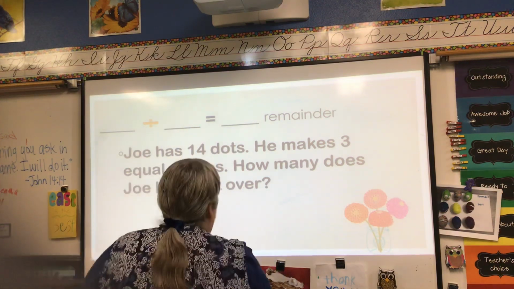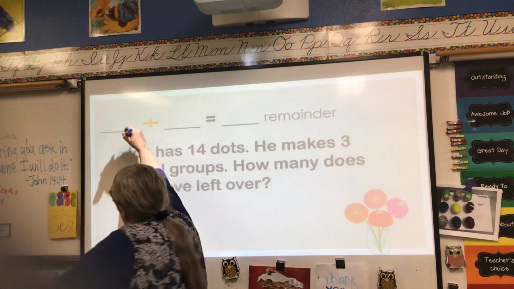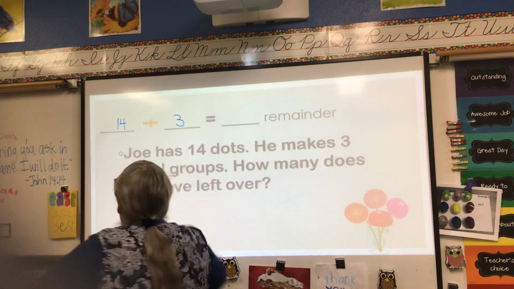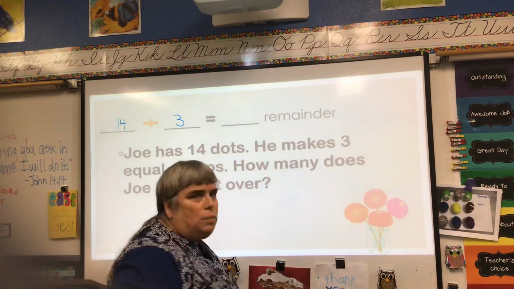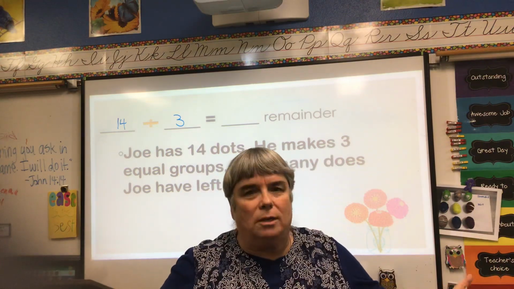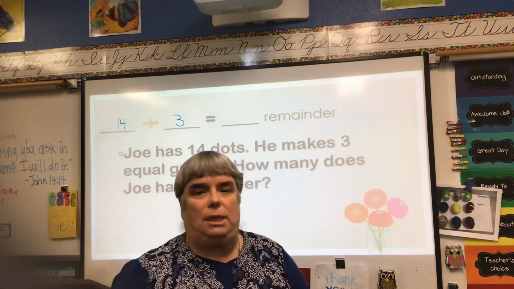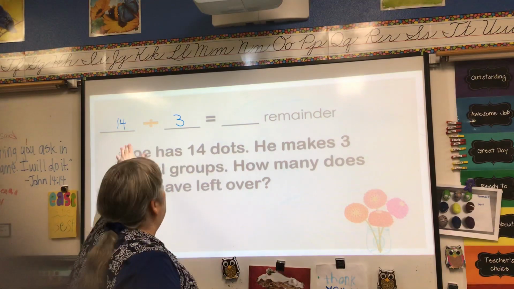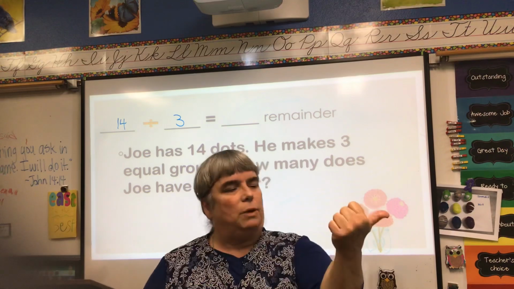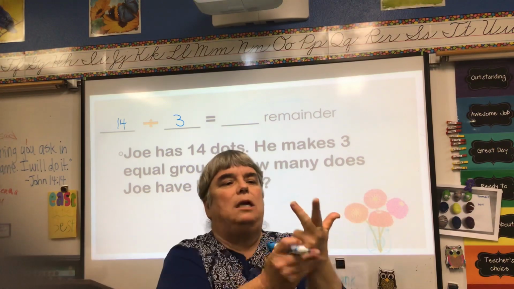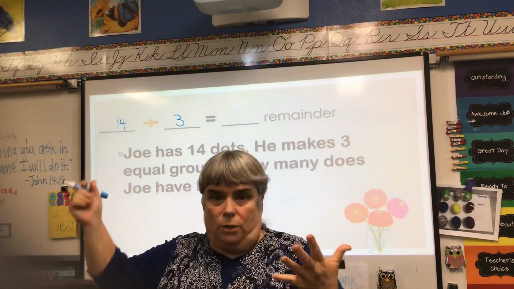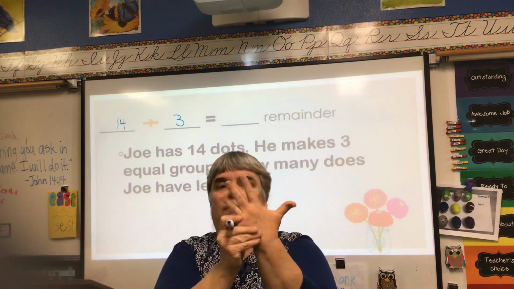Okay, now Joe has 14 dots, and he separates them into 3 equal groups. So what I have to do, I really need to be familiar with my 3 times tables, which we've been saying for a long time, but I'm going to skip count by 3. I want to see how close I can get to 14 without going over. So 3, 6, 9, 12, 15. 15 goes over. So that's not going to work. So I have to stop there.